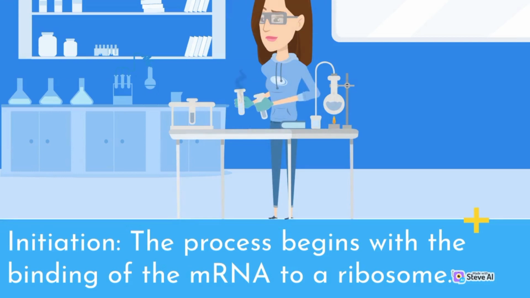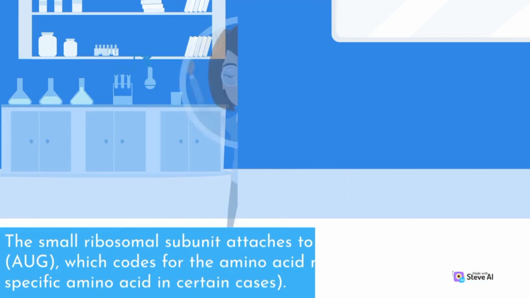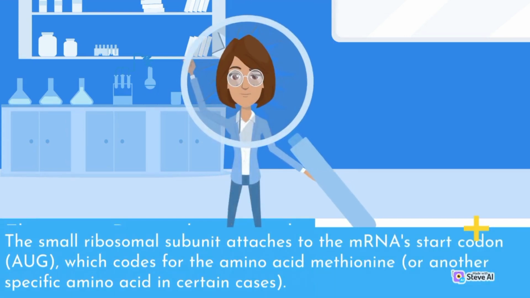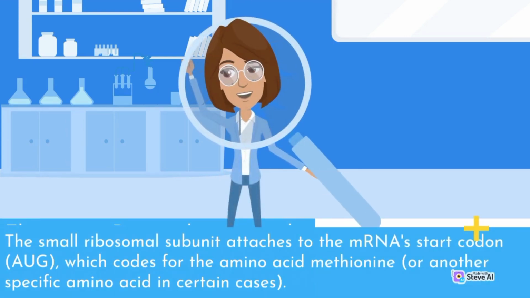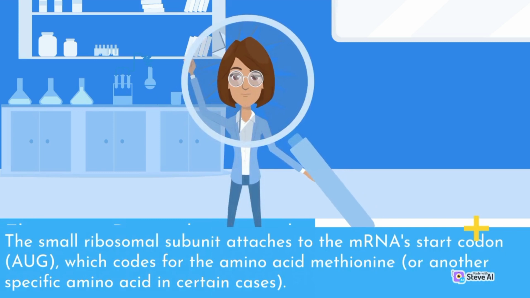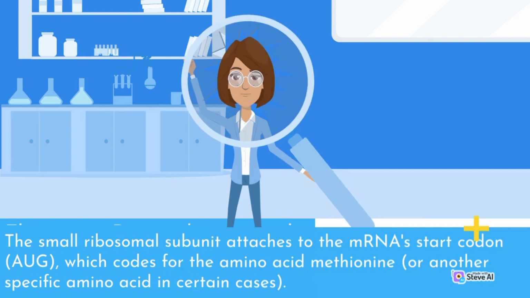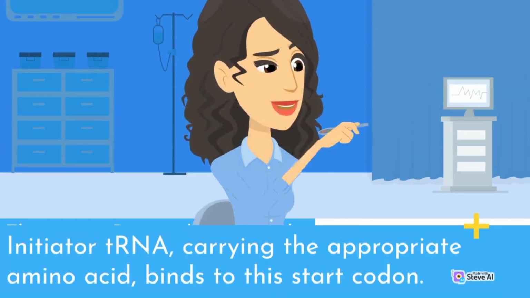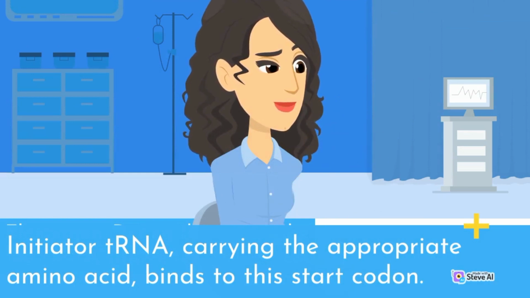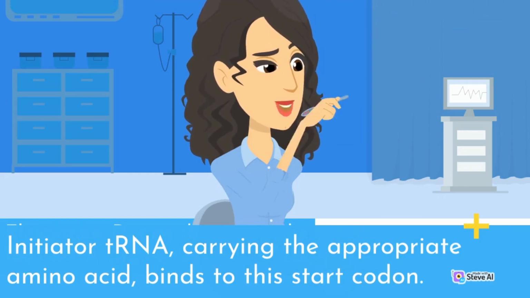Initiation: the process begins with the binding of the mRNA to a ribosome. The small ribosomal subunit attaches to the mRNA's start codon, AUG, which codes for the amino acid methionine, or another specific amino acid in certain cases. Initiator tRNA, carrying the appropriate amino acid, binds to this start codon.